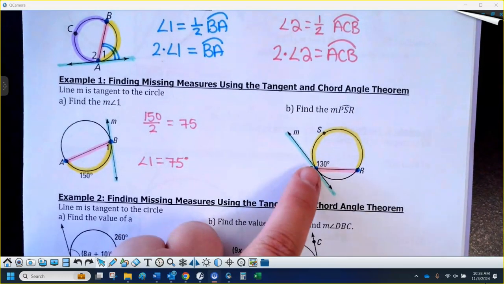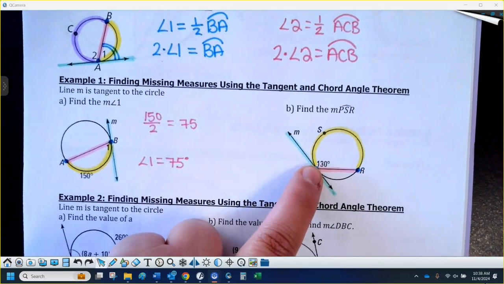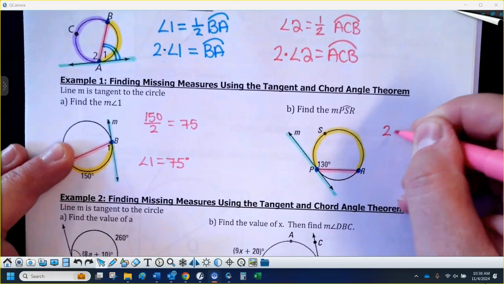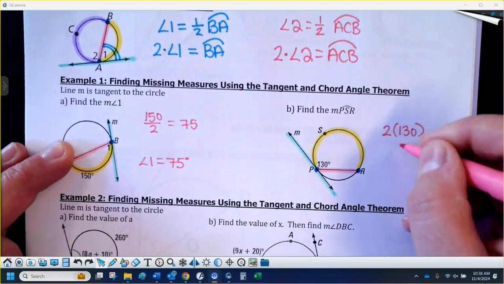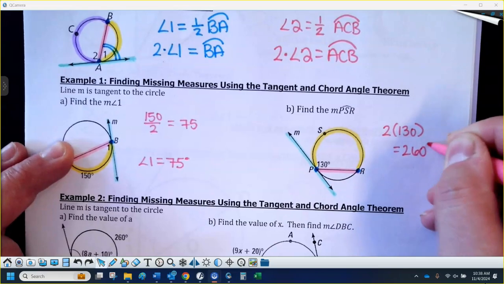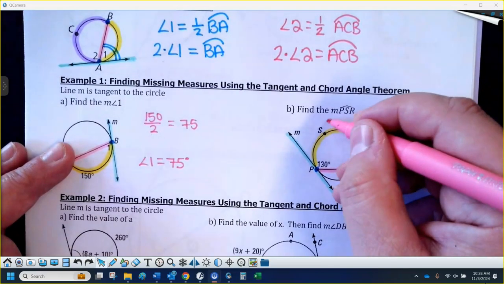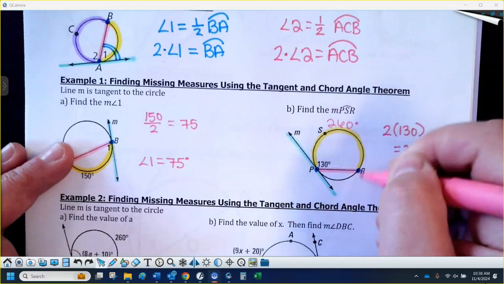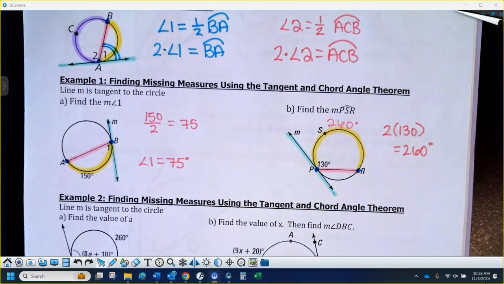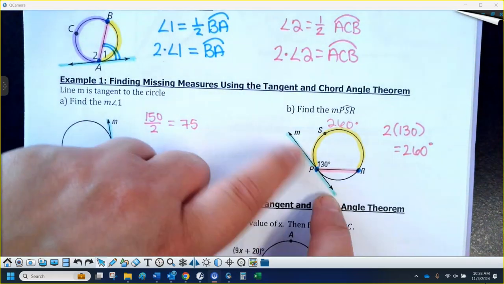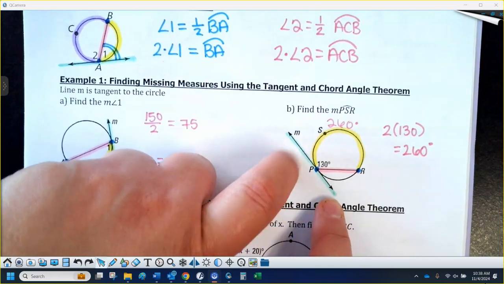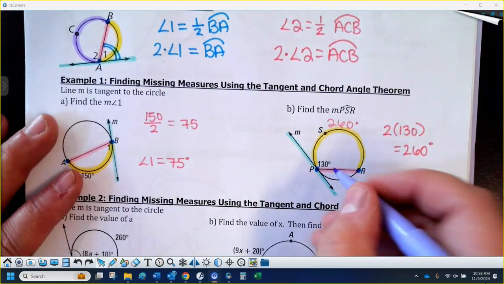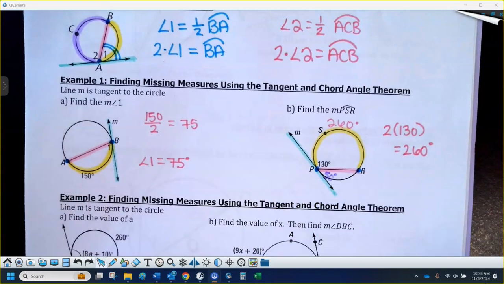So the angle's 130. If I know the angle, I'm going to multiply that by 2. So that's going to give me 260 degrees. So out here, this would be 260, that whole thing that I have in yellow. Here, I'll just show you this while I'm doing the problem. This is a straight line. The tangent line is a straight line. So if that whole angle is 130, this angle right here would be 50. Those two have to add up to 180.